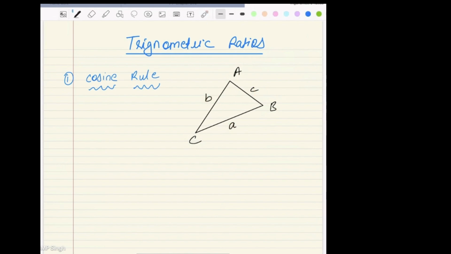Now what is the relationship? The cosine rule tells you a relationship between the sides and one of the angles. So if I want to write cos A equals, for example, I'm going to write cos A is equal to b squared plus c squared minus a squared. Remember it as we go along because it's very easy to remember. Divided by twice bc.